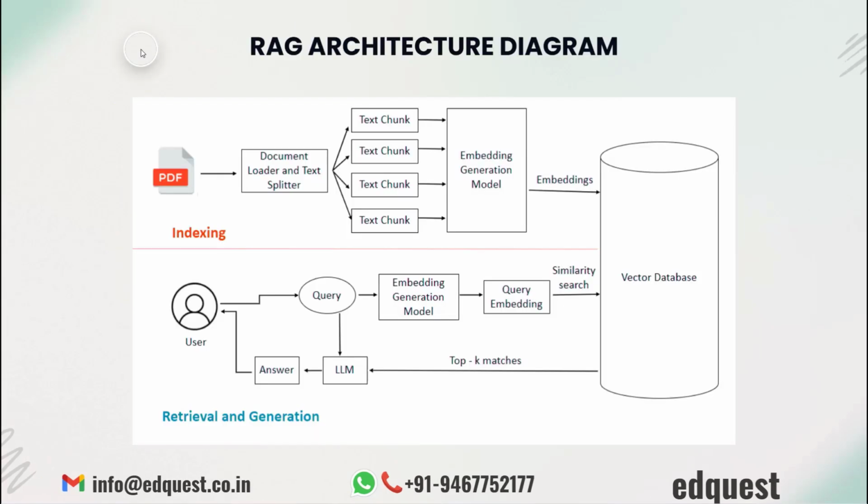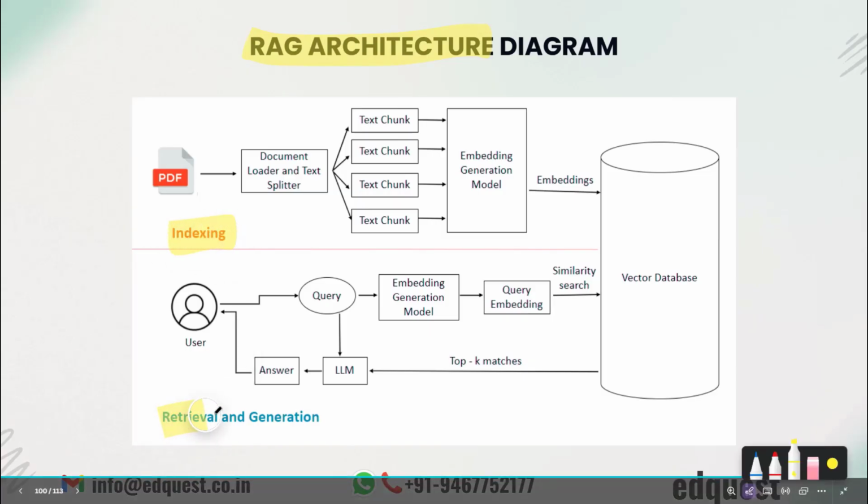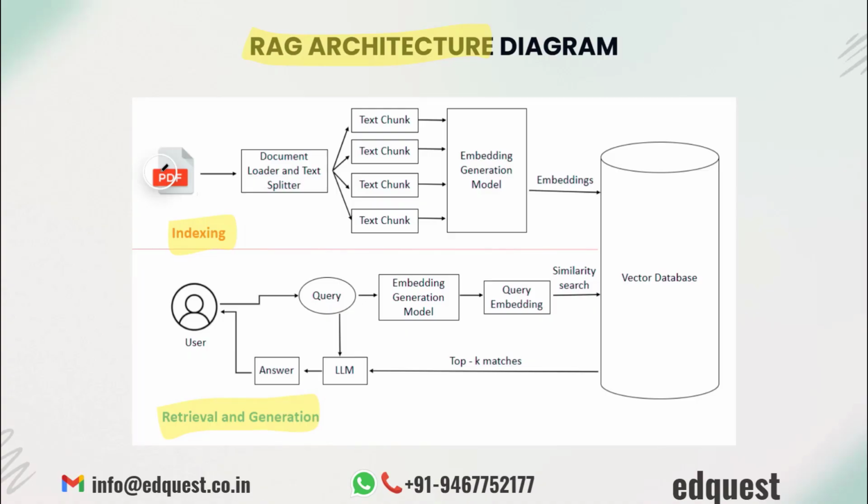So in this part, we will break down the complete RAG architecture into two main stages. The first one is indexing and the other is retrieval and generation. Indexing is where the knowledge is prepared, and retrieval and generation is the part where the user query is answered using the knowledge. Okay, so we will use this simple visual diagram to walk through each part. Let's get started. So first up, indexing.